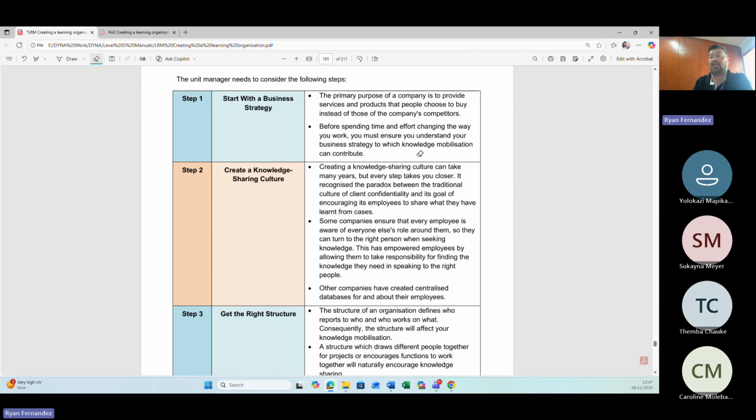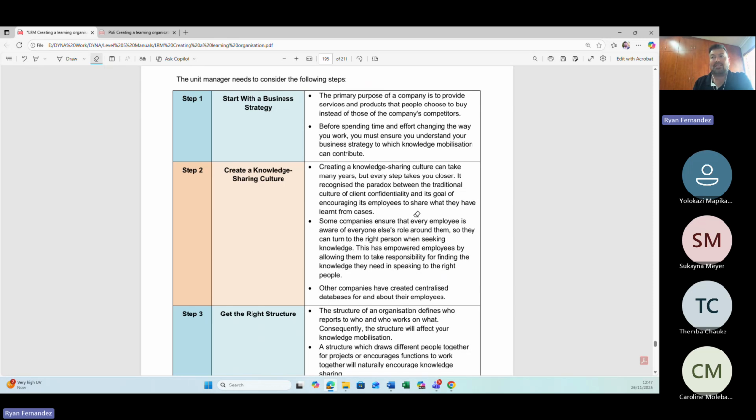Then, when you are spending the time and effort changing the way you work, you must ensure that you understand your business strategy to which knowledge mobilization can contribute. So we need to be looking at what resources we have and what knowledge we create and what knowledge is important. And if we can do that, then we know where we are moving towards. If we don't have a plan, then we're actually not going to be going anywhere.